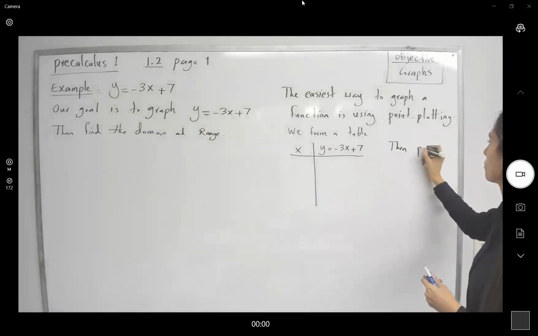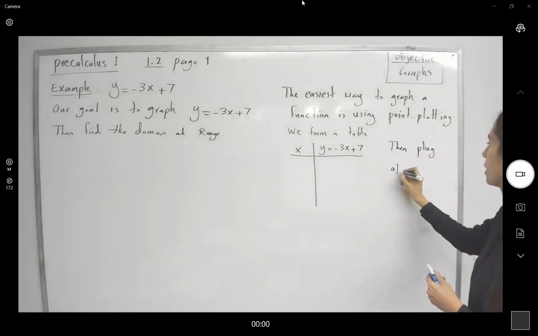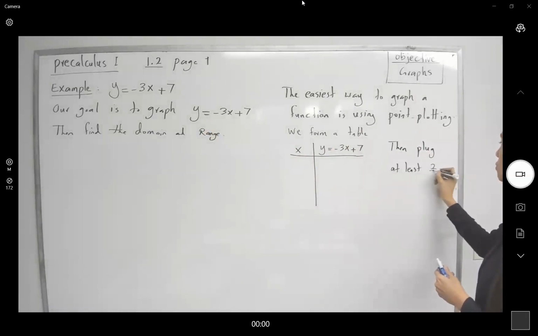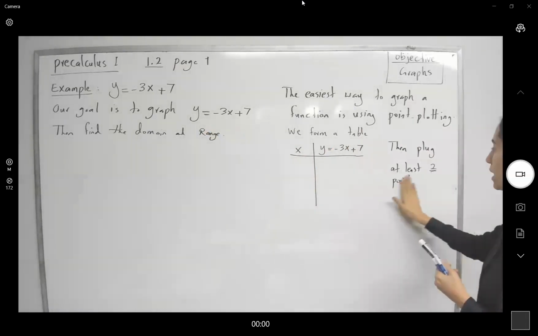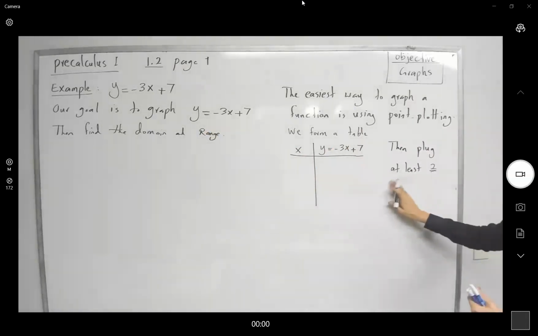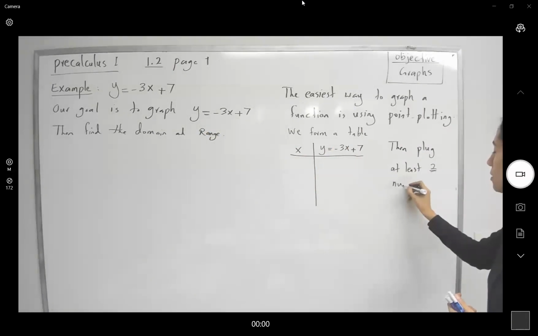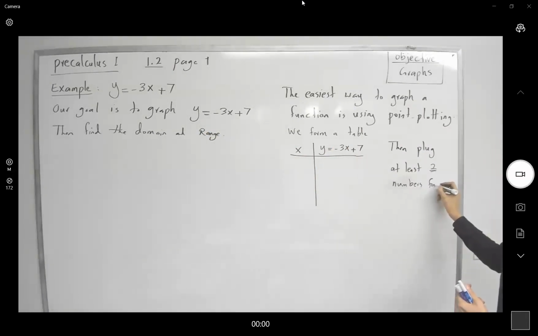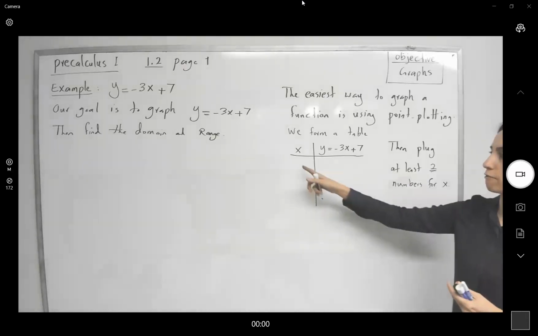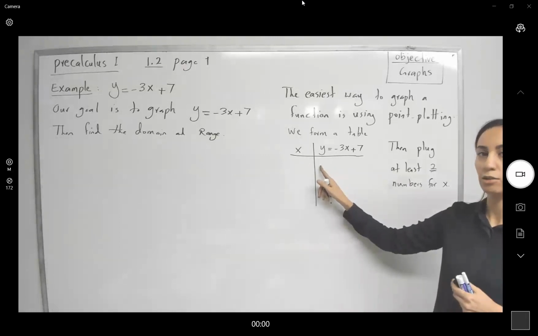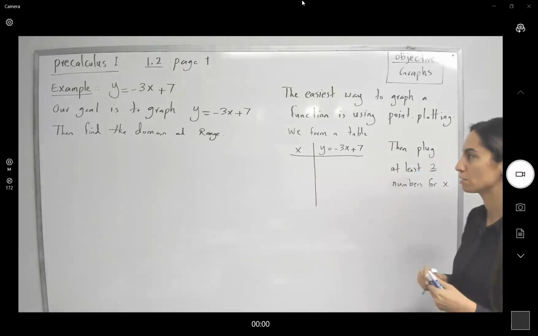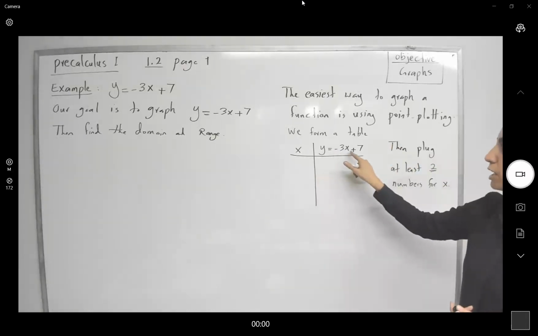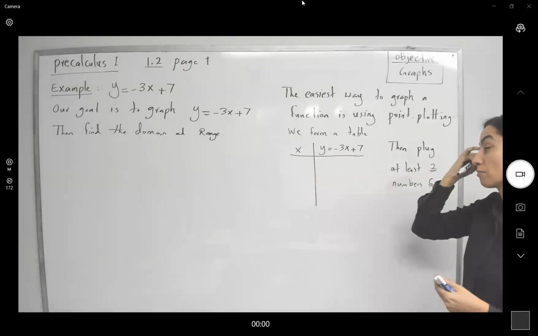Then we plug in at least 2 points for a linear function, at least 2 values for x, more appropriately 2 numbers for x. After plugging in values for x, you need to evaluate your y, then you get at least 2 ordered pairs. So here you have a linear function.